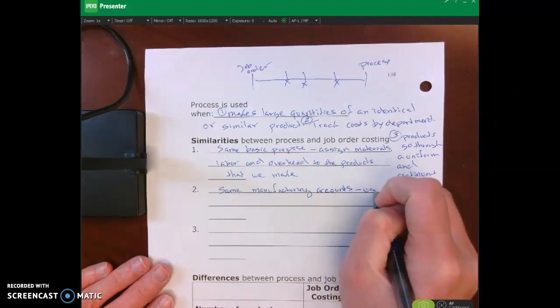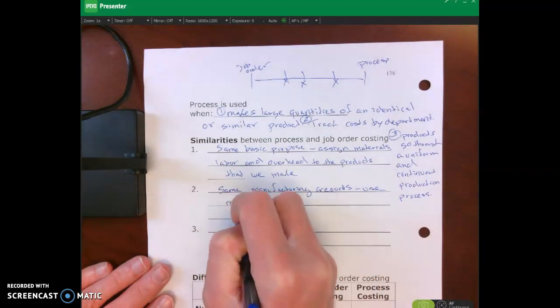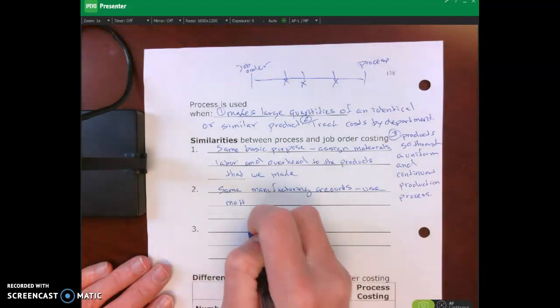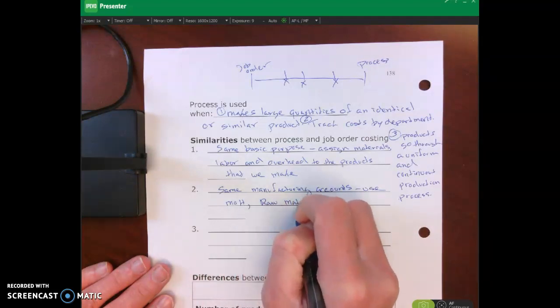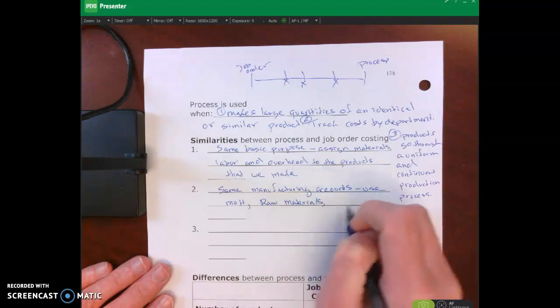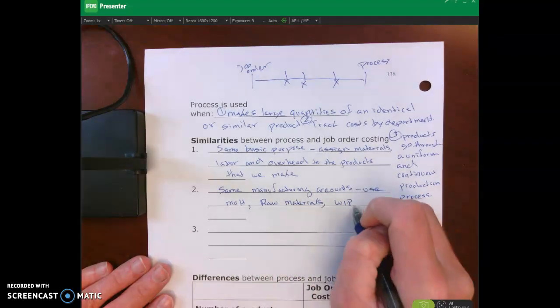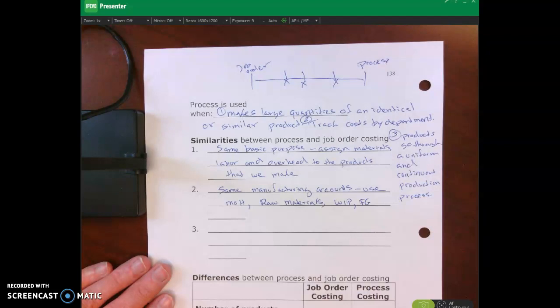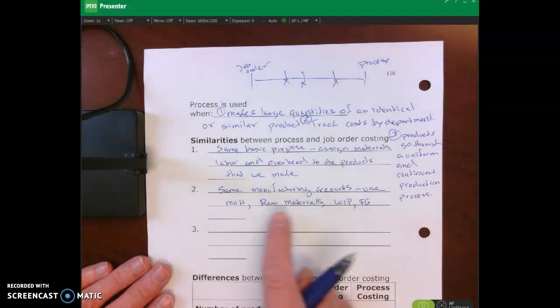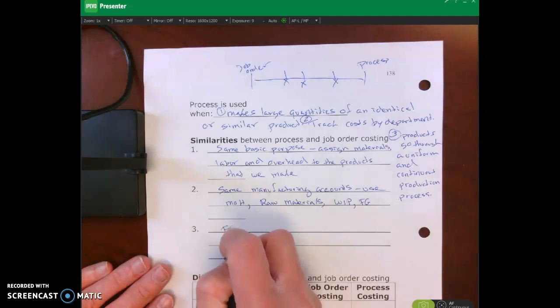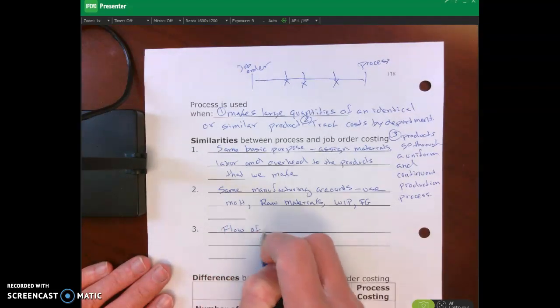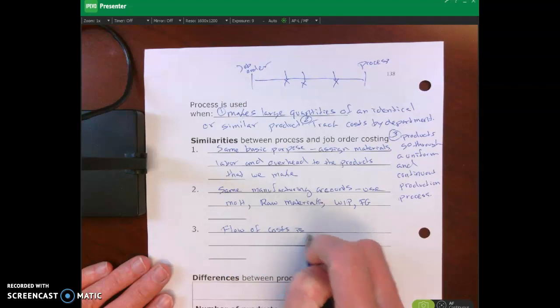We use under our manufacturing overhead account. We also have our raw materials account, just like what we had with job order costing. We have our WIP, our work in process account, and we also have our finished goods account, and of course we also have our cost of goods sold account. So similar manufacturing accounts: manufacturing overhead, raw materials, WIP, and finished goods. And then finally, we can say the cost flow of costs is the same.